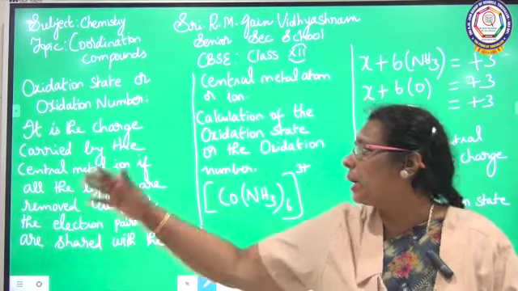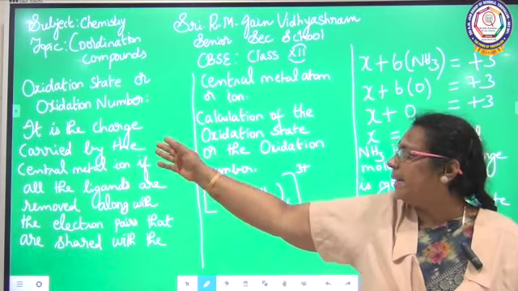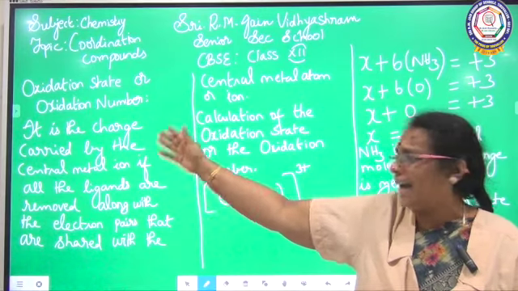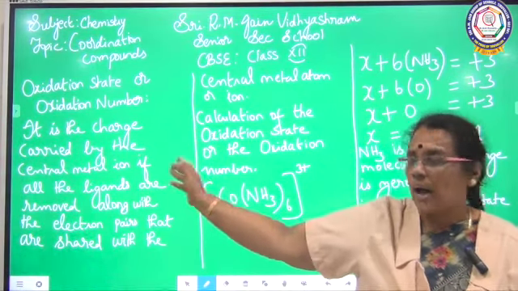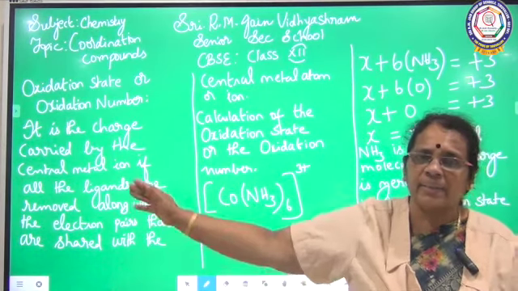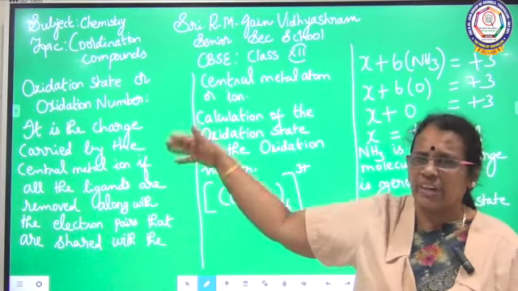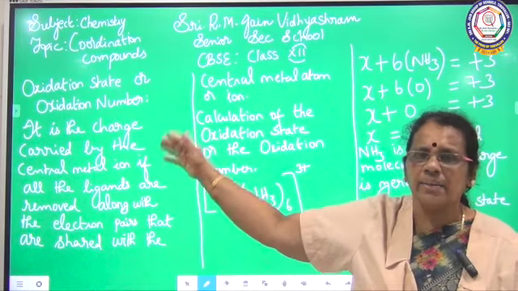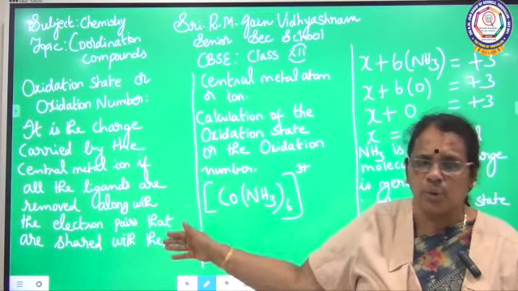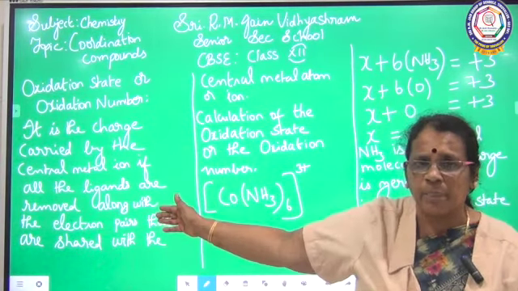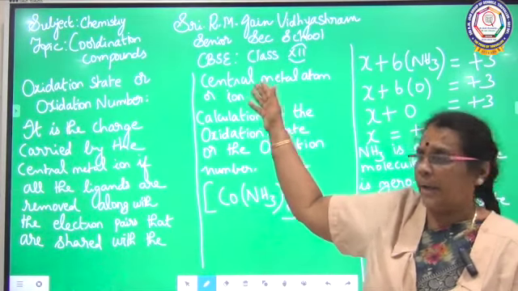To start with, I am going to define the oxidation state or oxidation number. It is nothing but the charge carried by the central metal ion if all the ligands are removed along with the electron pairs that are shared with the central metal atom or ion. So the definition is, it is the charge carried by the central metal ion if all the ligands are removed along with the electron pairs that are shared with the central metal atom or ion.